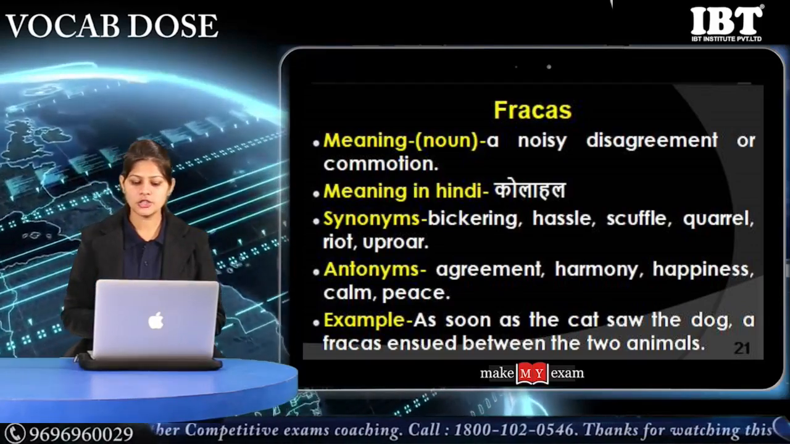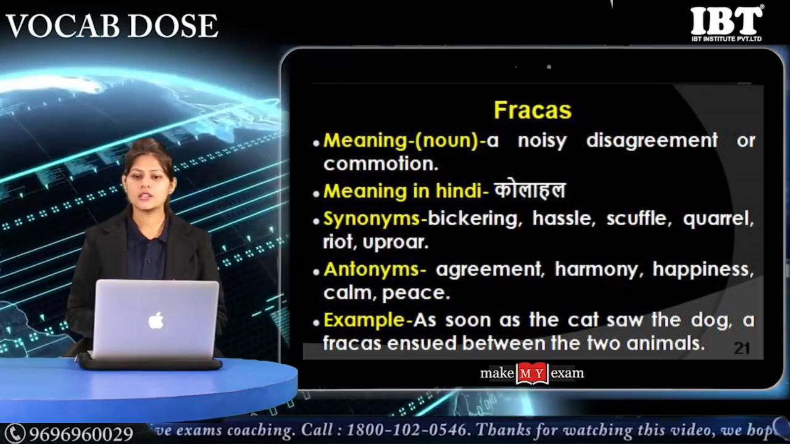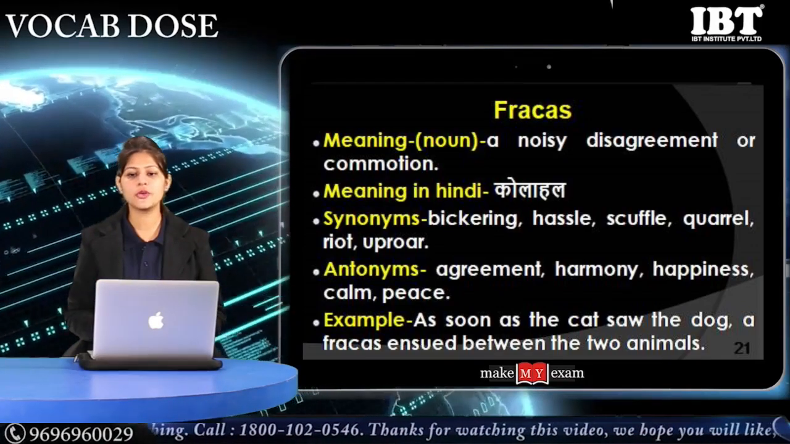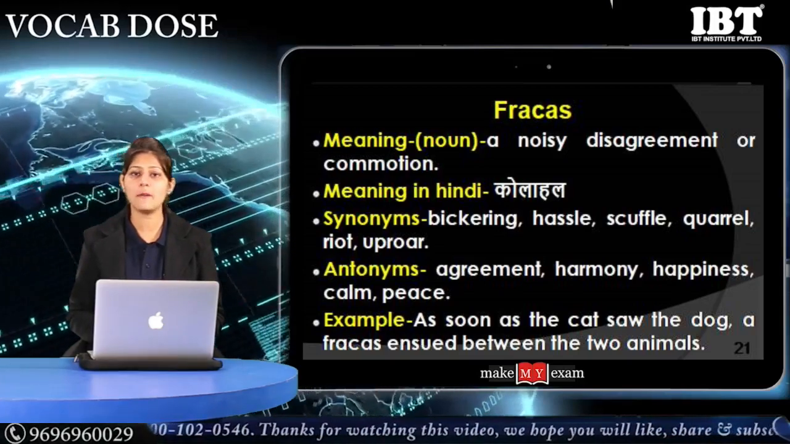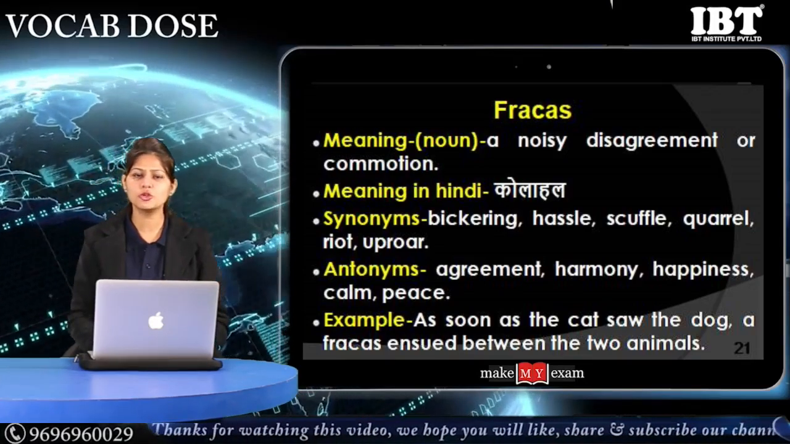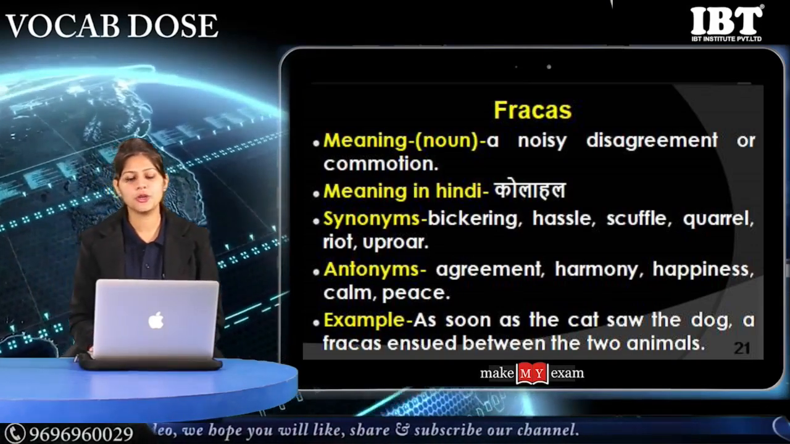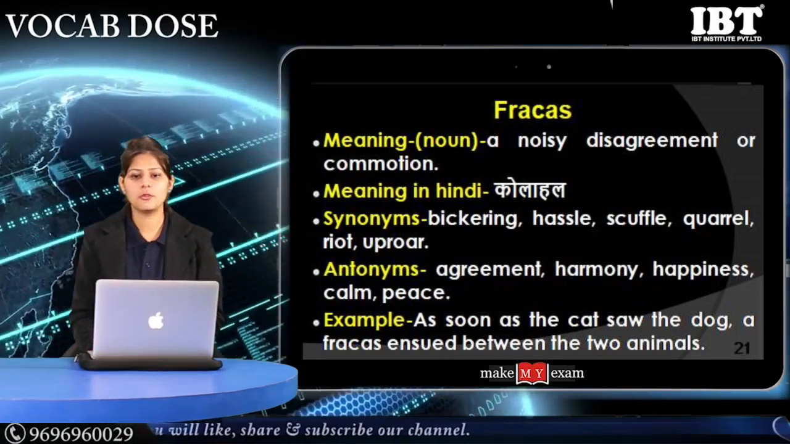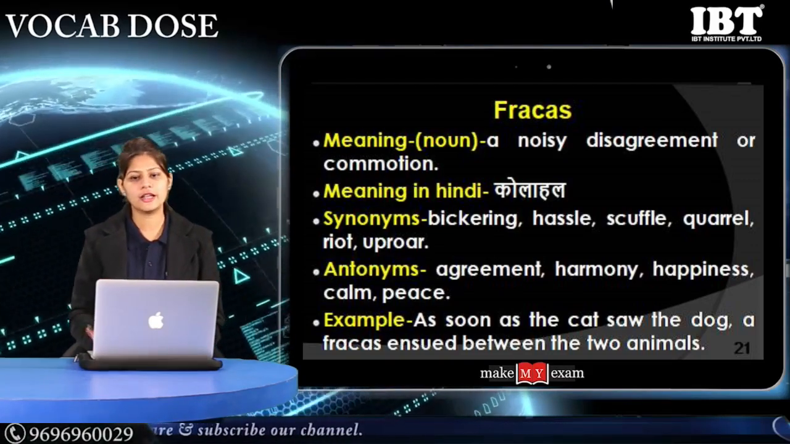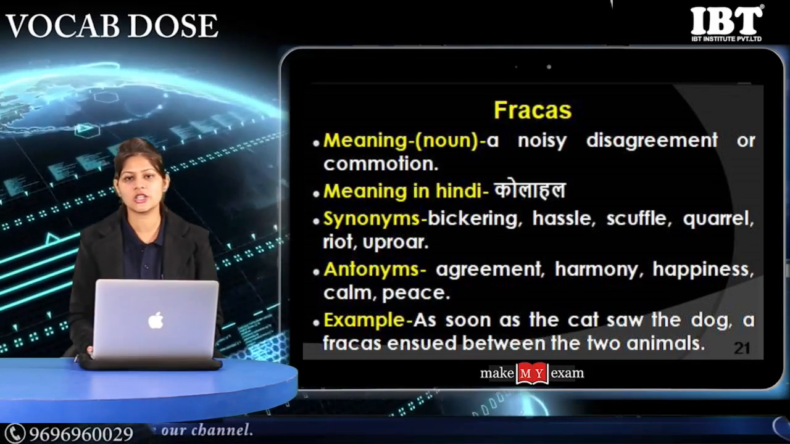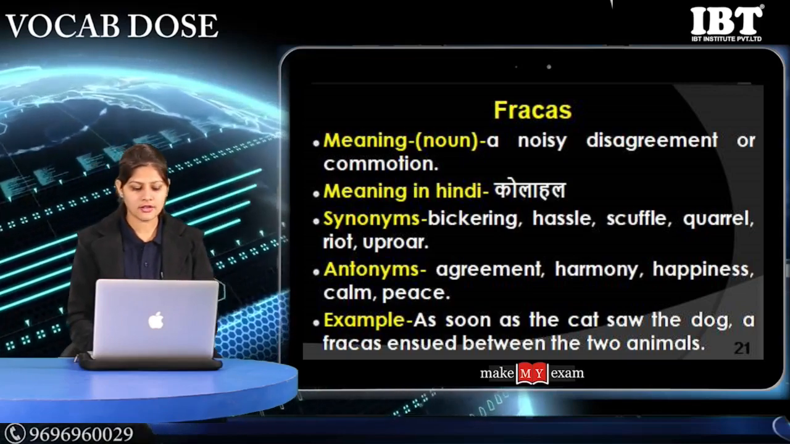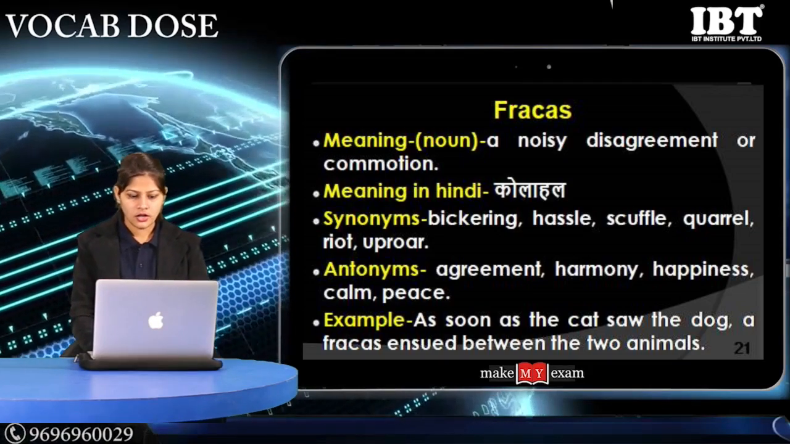So let's talk about the autonyms. Autonyms, it is about agreement, harmony, happiness, calm, peace. तो जहाँ पे चीज़ें बहुत smooth going रहती हैं, peace रहती हैं, जहाँ पे कुछ hassle नहीं होता है चीज़ों में, noisy नहीं रहता है, bicker नहीं होती हैं चीज़ें, तो वहाँ पे perfectly हम लोग इन autonyms को associate कर सकते हैं for the word that is fracas.